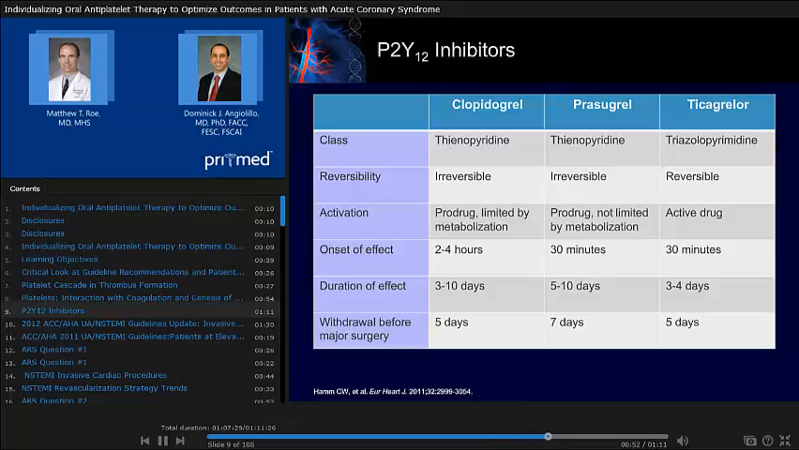Ticagrelor is a reversible agent. It has a shorter onset of effect and also a shorter half-life, but has fairly intense platelet inhibition. So once the drug is withdrawn, it still takes up to 5 days to recover platelet function when you're preparing for an elective surgery.